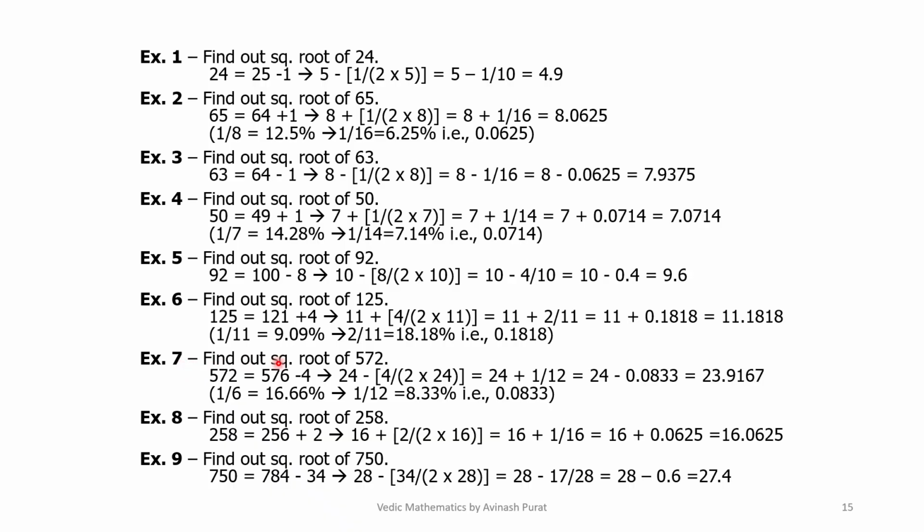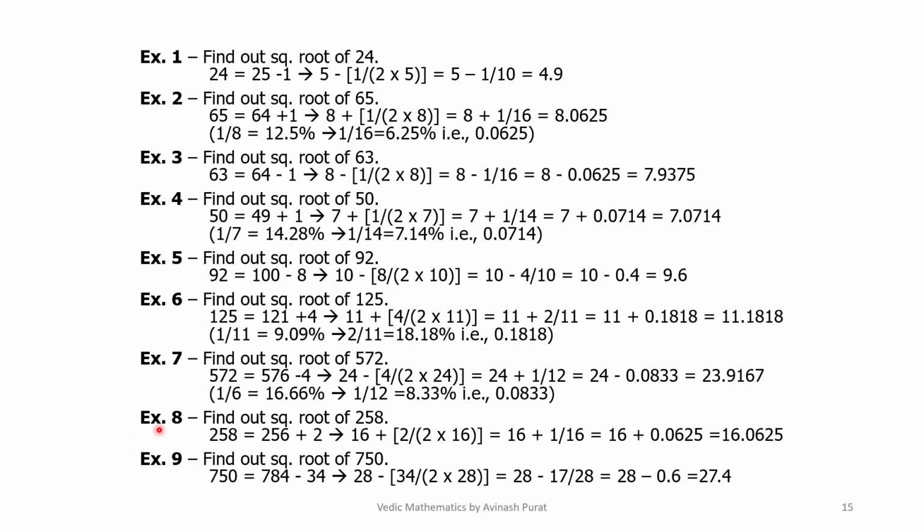Seventh example, find out square root of 572. 572 is 576 minus 4. 576 is 24 square. So that gives 24 minus 4 divided by 2 multiplied by 24. 24 is square root. So that gives 24 minus 1 by 12. 1 by 12 is 0.0833. That is equal to 23.9167.